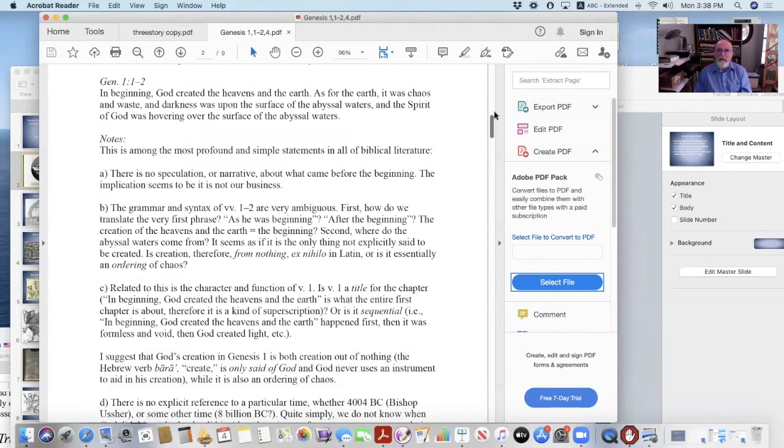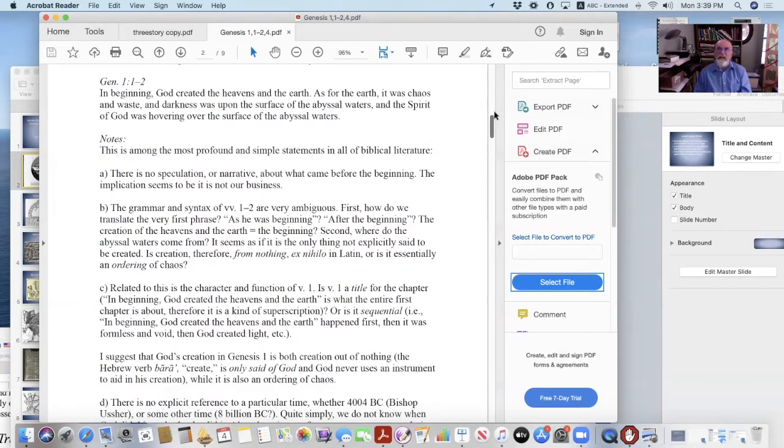In beginning, God created the heavens and the earth. As for the earth, it was chaos and waste. Darkness was upon the surface of the abyssal waters, and the Spirit of God was hovering over the surface of the abyssal waters.